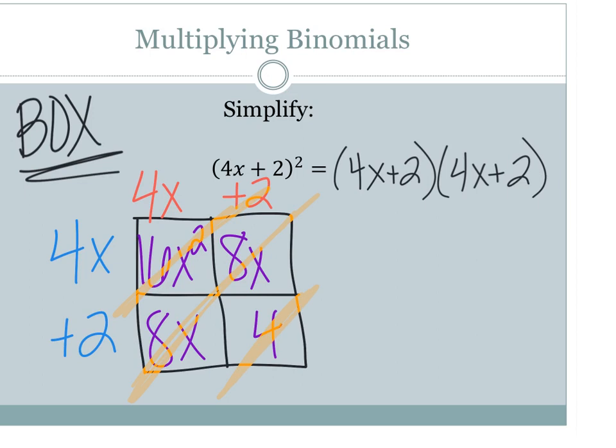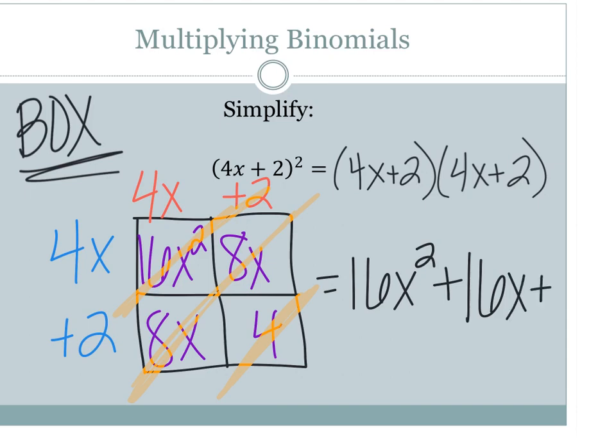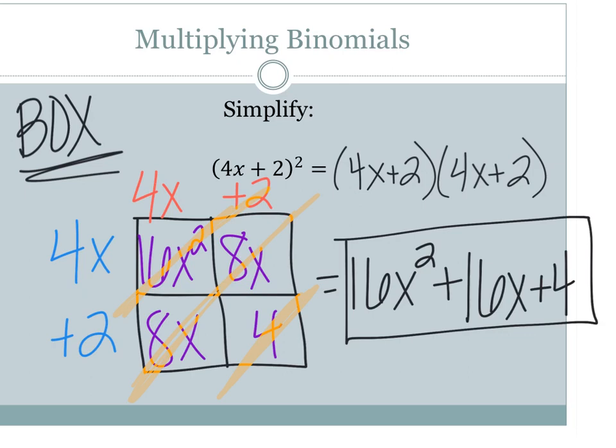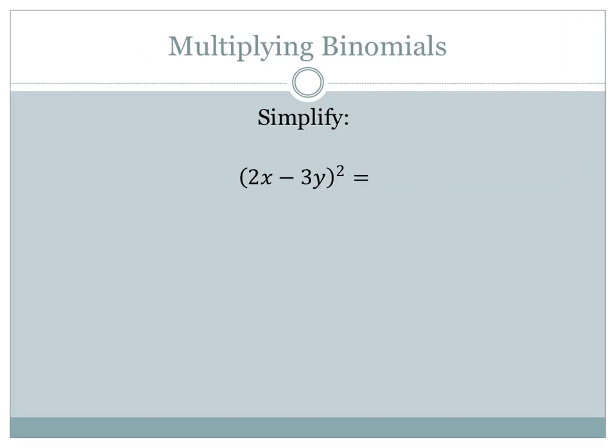Okay, so diagonals, we're going to add whatever's on those lines together. So 16x squared, plus 8x plus 8x is 16x, plus 4. Y'all, it's been a long day. Okay, there we go.